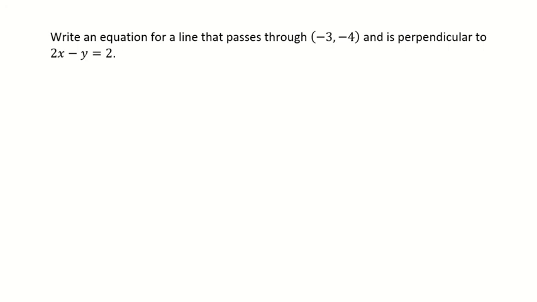In this video, we're going to write equations for lines perpendicular to a given line. So I'm going to walk through two examples. The first example: write an equation for a line passing through this specific point, (-3, -4), and is perpendicular to a given line.